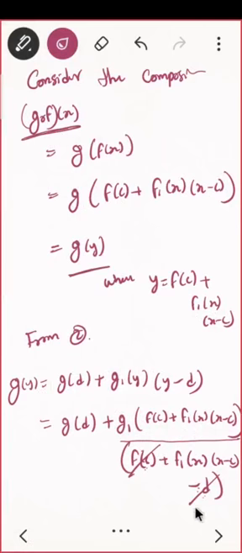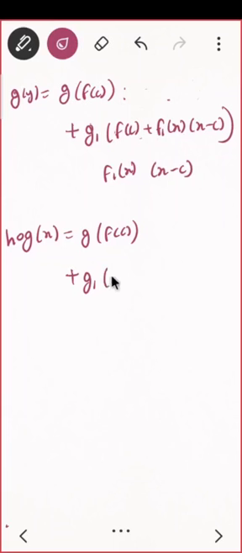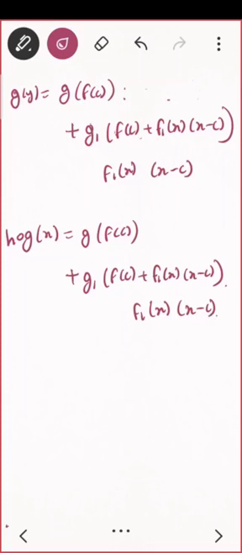So at last can I write like this? Say h composite g of x, this is same as g of y, which is same as this thing, that is g of f of c plus g1 of f of c plus f1 of x into x minus c multiplied by f1 of x into x minus c. Correct? Yeah.